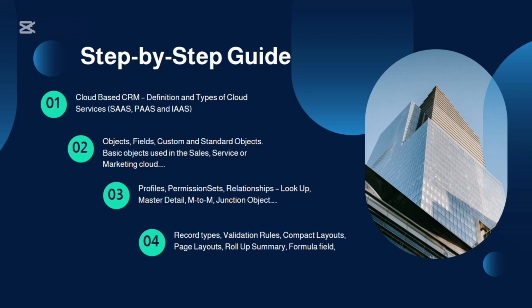Next, be ready with concepts of profiles, permission sets, and their difference. Then the types of relationships like lookup, master detail, many to many, junction object, and their differences, and questions like how many master detail relationships can be there on one object, and similar questions for lookup as well. Next, you should know what are record types, validation rules, compact layout, page layout, roll-up summary, formula field, and likewise.